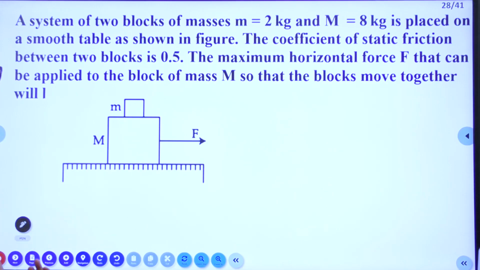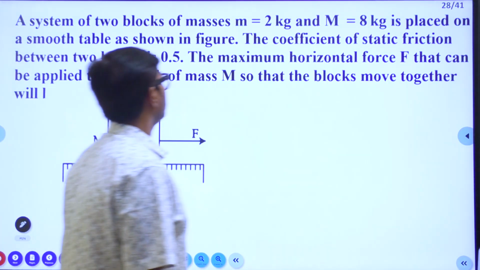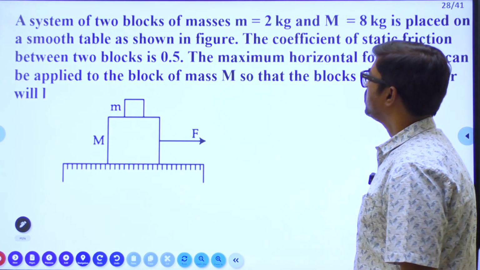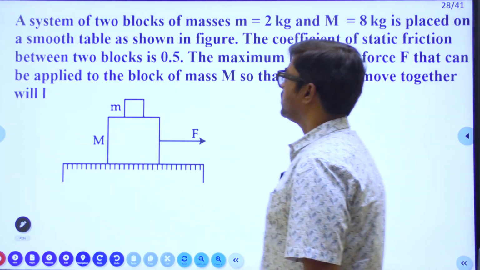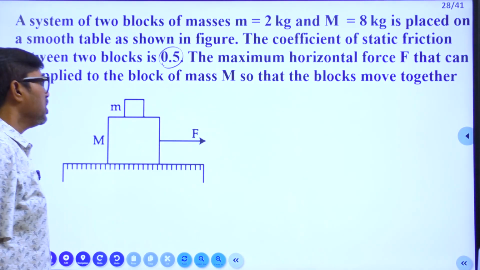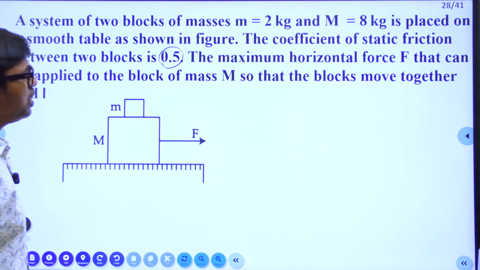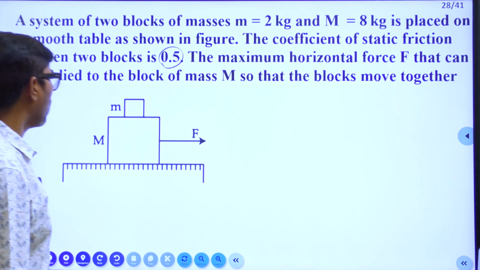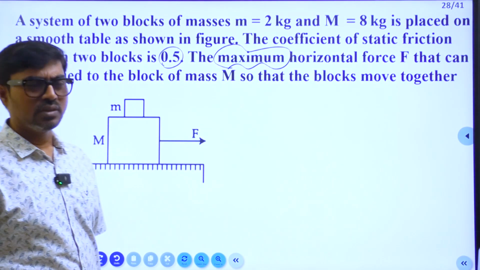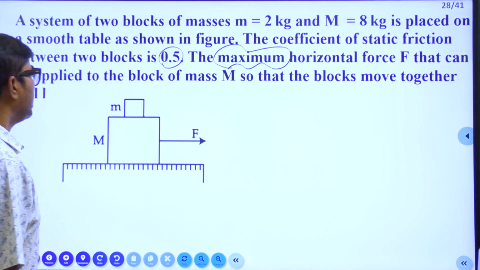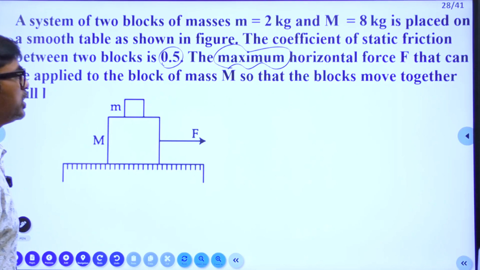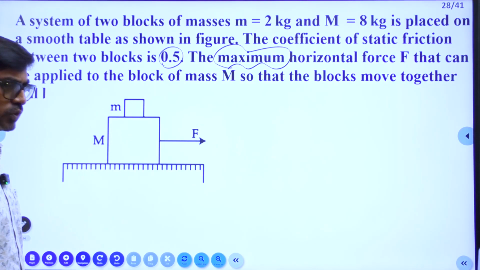Okay, then next. A system of two blocks of masses 2 kg and M equal to 8 kg placed on a smooth table as shown in the figure. The coefficient of static friction between them is given as 0.5. Many times they are giving 0.5 only as the mu value. The maximum horizontal force F that can be applied to the block. Whenever you see maximum or minimum, that means the limiting friction idea. Of course, there is no friction on the table, but between these two, there is friction. What is the maximum force?